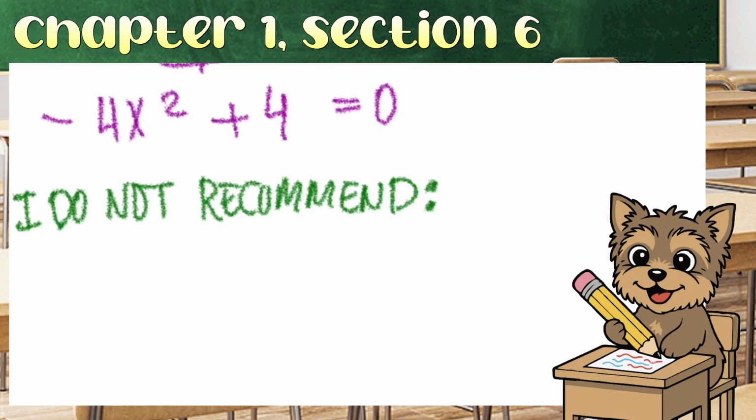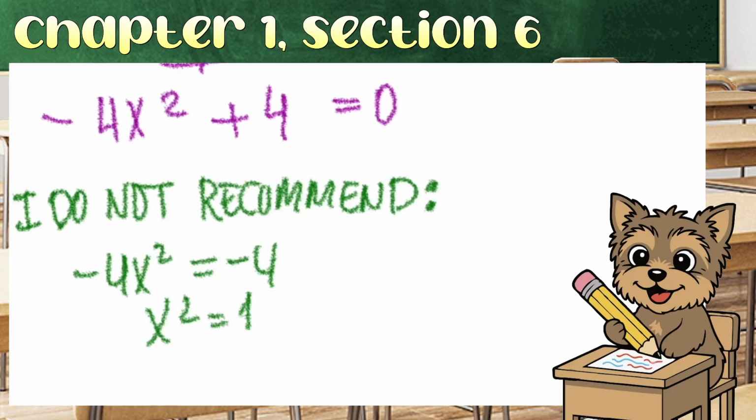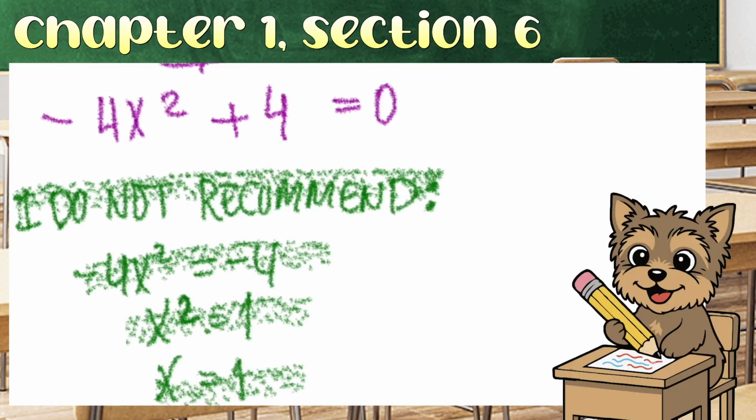So I do not recommend to do this, but if you do -4x squared equals -4, divide by -4, x squared equals 1. And then solving from here, I don't recommend this. Why? Because people will take the square root and they'll only get x equals 1. But really, you should get two answers, positive and -1. So I don't recommend doing it like this.